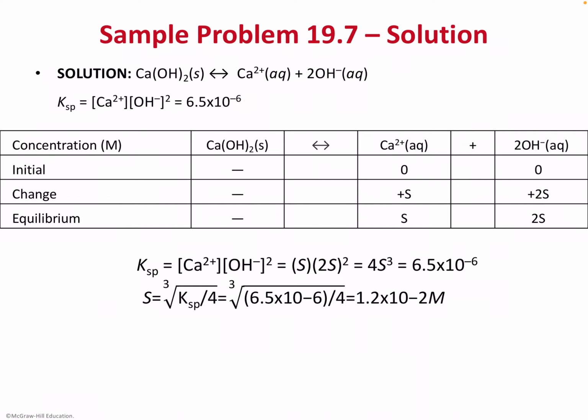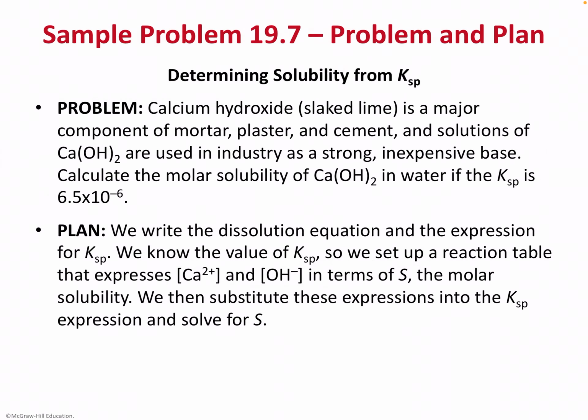So we can put this in terms of an initial, change and equilibrium ratio. We know the value of KSP. So we set up a reaction table that expresses calcium and hydroxide in terms of S, the molar solubility. We then substitute these expressions into the KSP expression and solve for S. Okay.